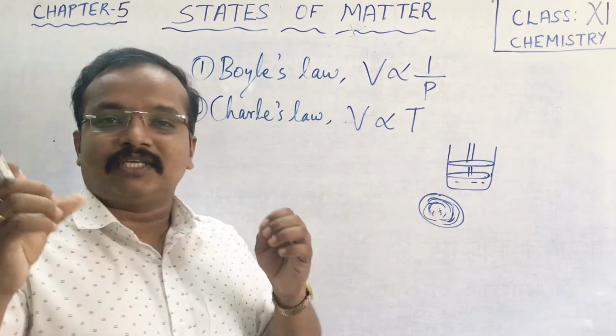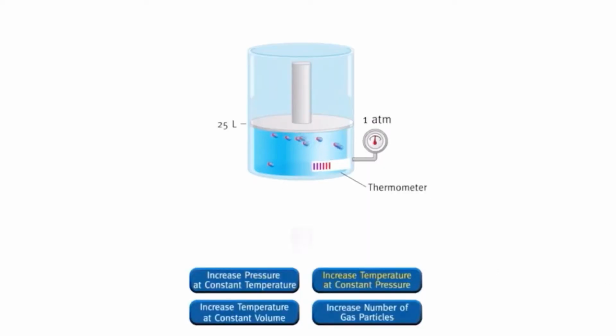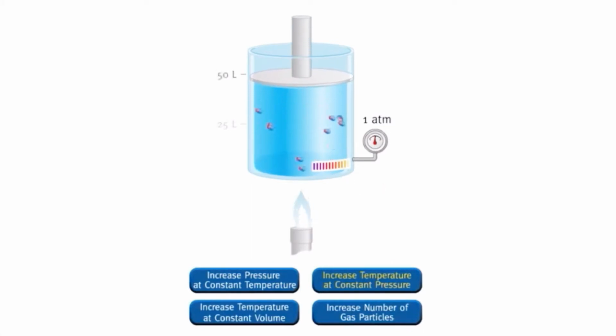In simple terms I am talking here. Let's use a Bunsen burner to increase the temperature of the gas. As the temperature of the gas increases, the volume that the gas occupies increases. In other words, volume is directly proportional to the temperature of the gas. We can write volume equals K times temperature, where K is a proportionality constant. This relation is known as Charles' law, which states that the volume of a fixed amount of gas is directly proportional to the gas temperature at constant pressure.